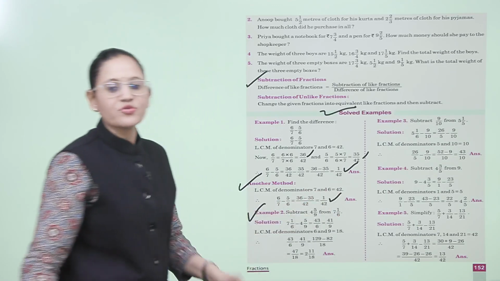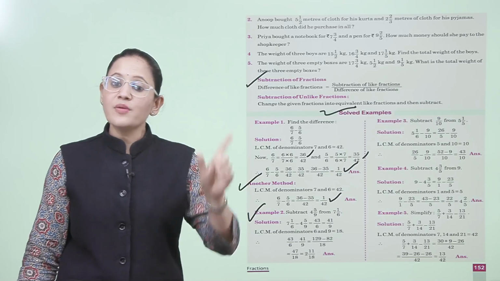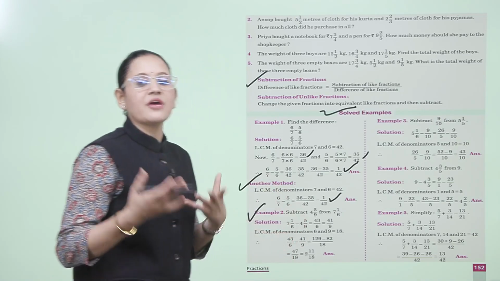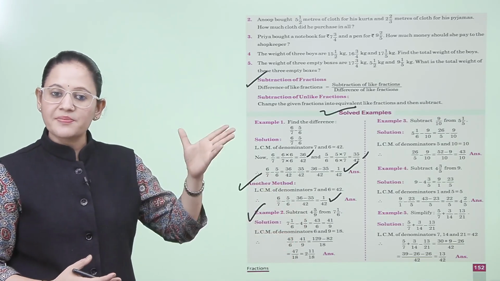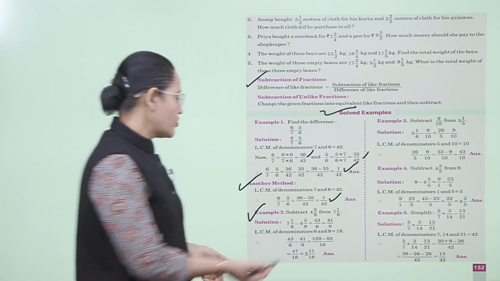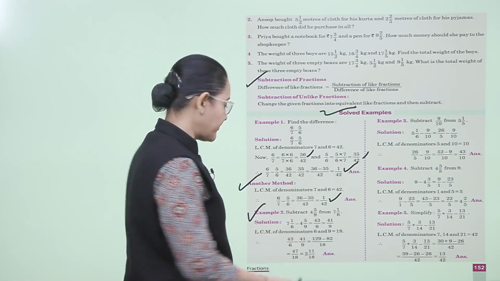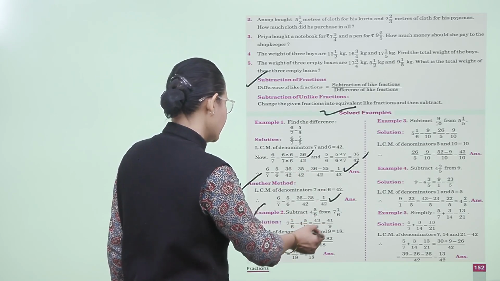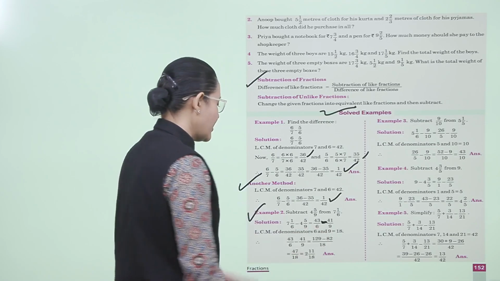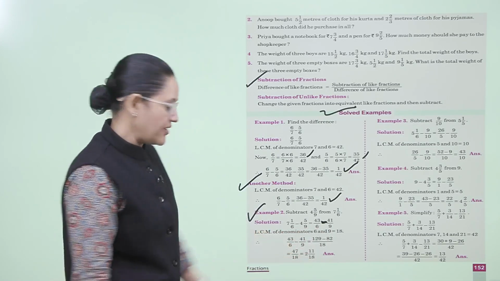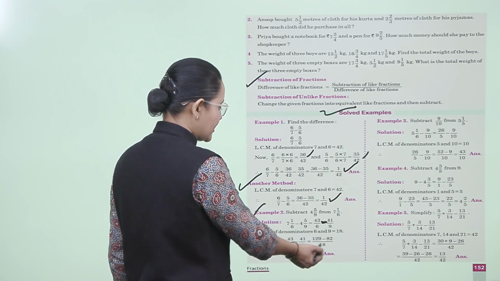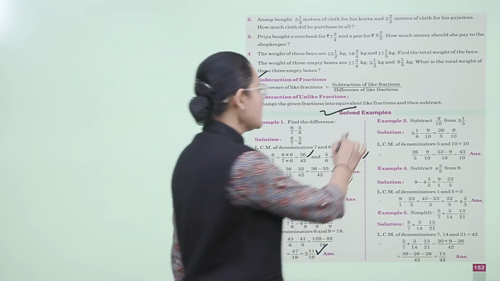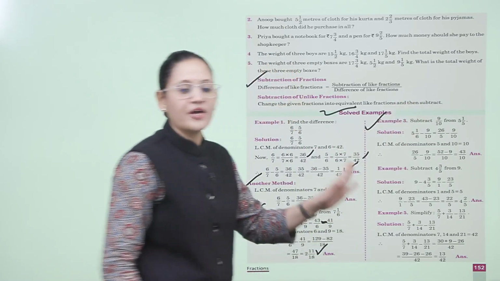Next example, we have to subtract 4 5 by 9 from 7 1 by 6. We have to be careful about which number we subtract from which. Always subtract the smaller number from the bigger number. First we'll convert into improper fractions, 43 by 6 minus 41 by 9. Now first we'll convert into like fractions. We take the LCM, that is 18, and the answer is 211 by 18. Clear?